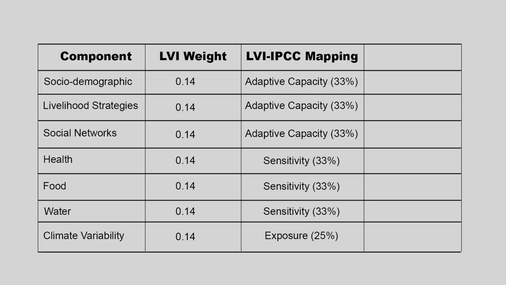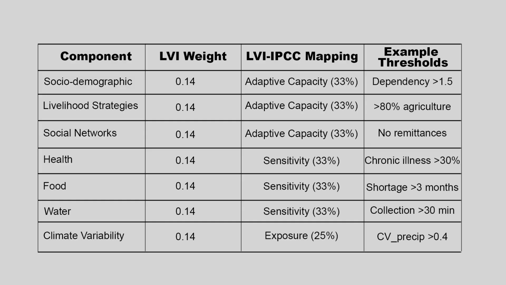You can see the adaptive capacity, sensitivity and exposure measurement. Adaptive capacity and sensitivity percentage is 33%, whereas the exposure percentage is 25% related to the component of climate variability. A few examples I would like to cite are from livelihood strategies. You can see that the adaptive capacity is 33%, where it is more than 80% agriculture. In the same way, different months and different factors have been taken to calculate the threshold level of related components.